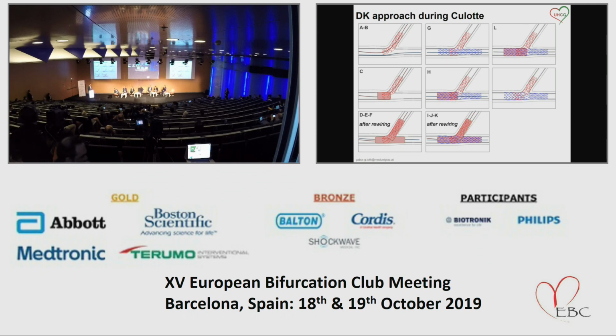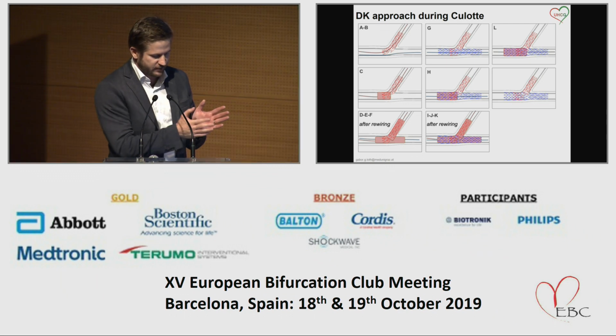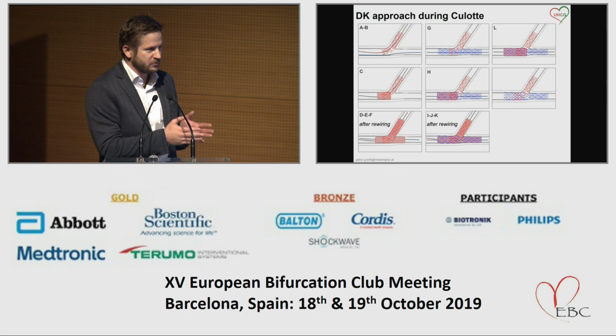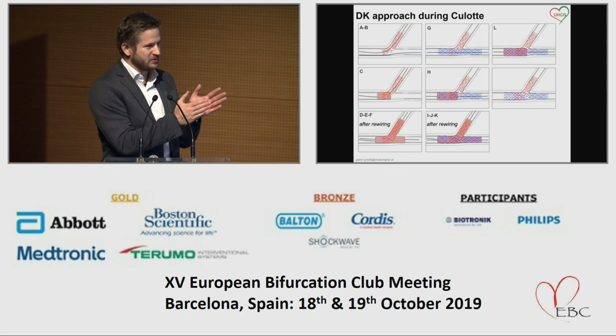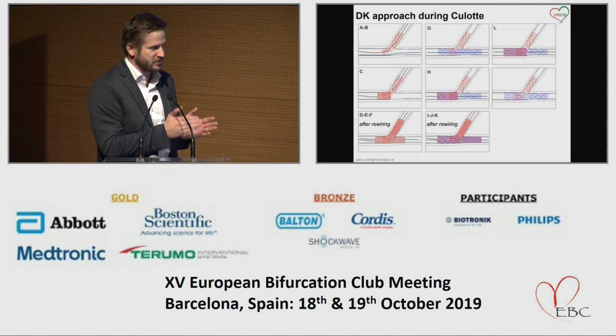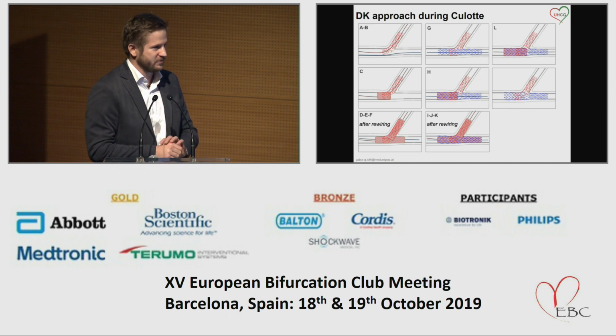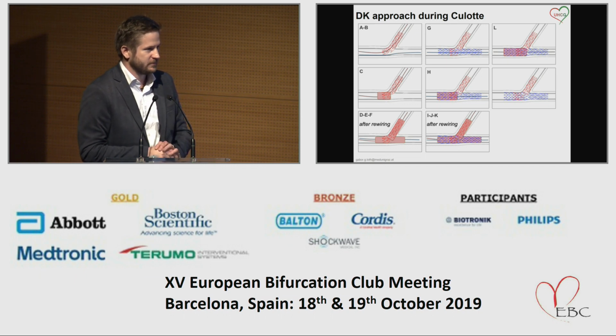So actually, if you look at this Culotte technique in general, we do the provisional 2 times. So all the steps, all the rewiring should follow what we learned from provisional. It's a provisional towards the side branch, then a provisional towards the main branch. So rewiring should be exactly like in provisional. So you cross close to the carina. Exactly. And this will avoid the accumulation of metal at the carina level. Exactly. Okay.